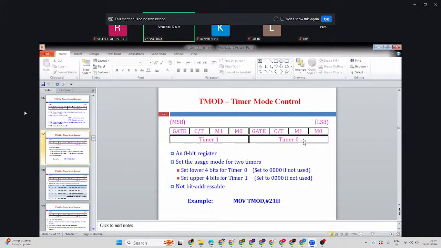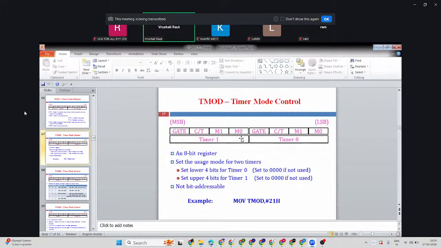So did you get it? Either we can set timer or counter, and the next thing is we are going for mode selection. So TMOD is an 8-bit register. It sets the usage mode for 2 timers. The lower 4 bits are for timer 0, and the upper 4 bits for timer 1. Look what they are saying. When it is set to 0000, for example, all these 4 bits are 0, it means we are not using timer 0, and the same thing is for timer 1.